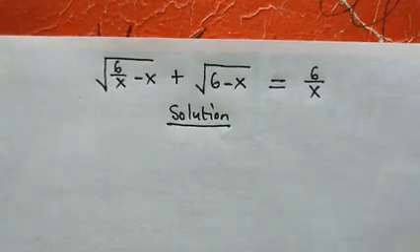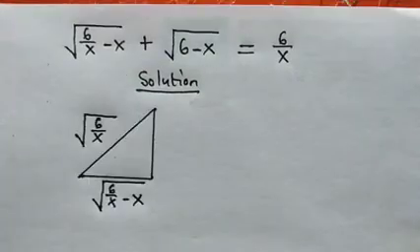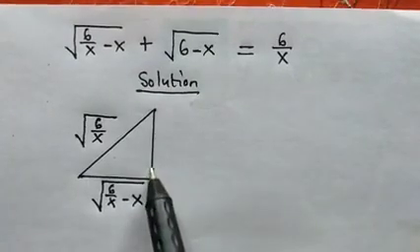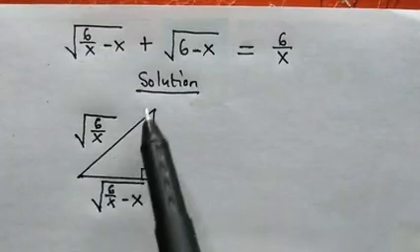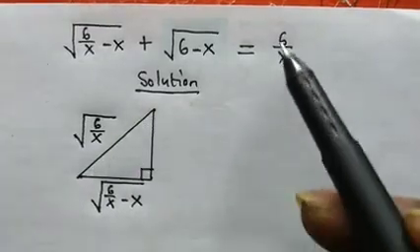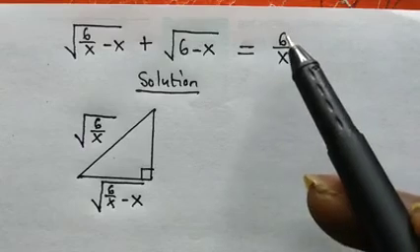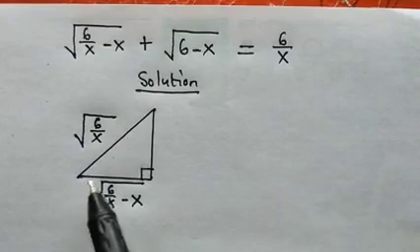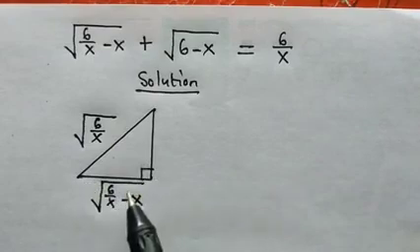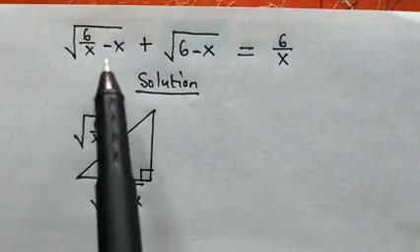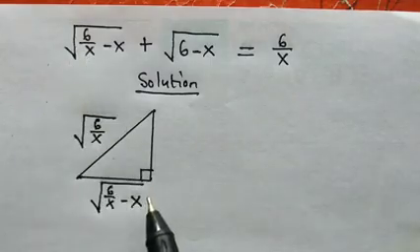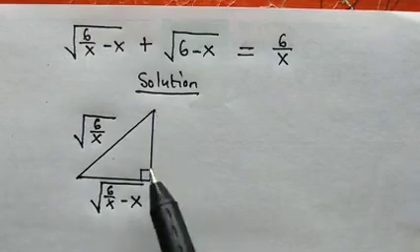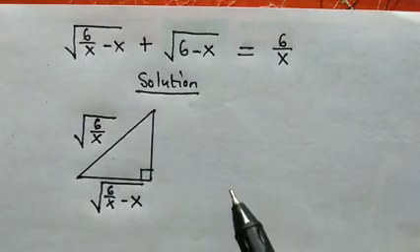Let's start with a right triangle. Here is our right triangle. Now the length of this hypotenuse, let's call it the square root of the right hand side, 6 all over x, as you can see. And the length of this base here, let's call it the square root of 6 over x minus x. Then we need the length from here to here, which is the opposite side.